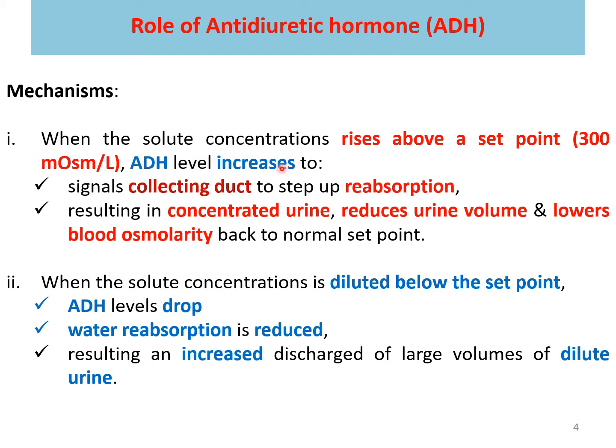So this increases the level of circulating ADH, and then it reaches the target organ, which is the kidney, specifically the collecting duct region and also the distal tubule. This will signal the collecting duct to step up the reabsorption of water. Maksudnya sekarang badan awak ni nak meningkatkan kadar pengambilan air dalam badan. It does not want the water to be removed as urine. The water has to be reabsorbed back into your blood circulation. So badan awak akan menghasilkan ADH lah, resulting in concentrated urine, reduced urine volume, and lowering blood osmolarity back to the normal set point.